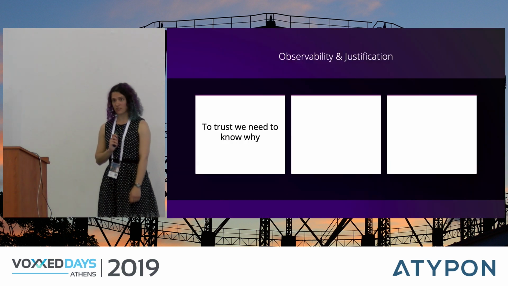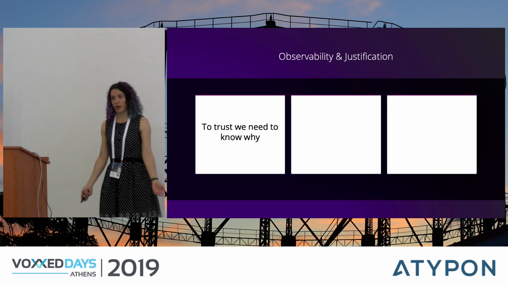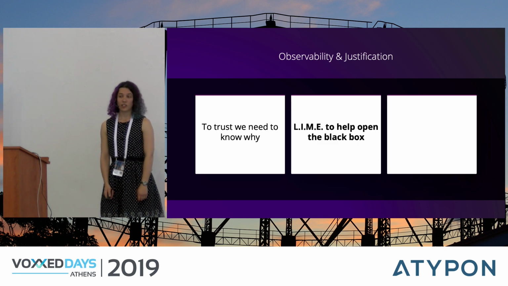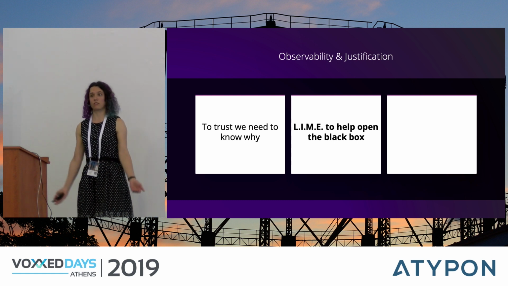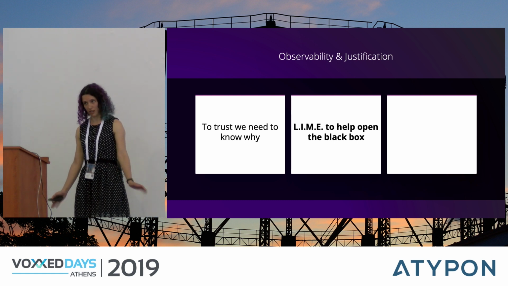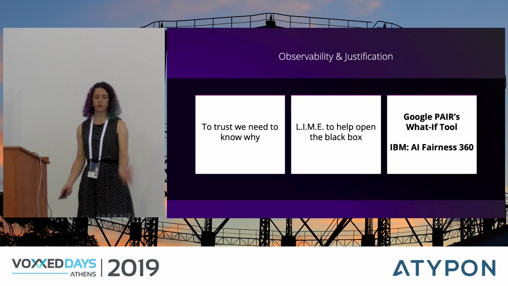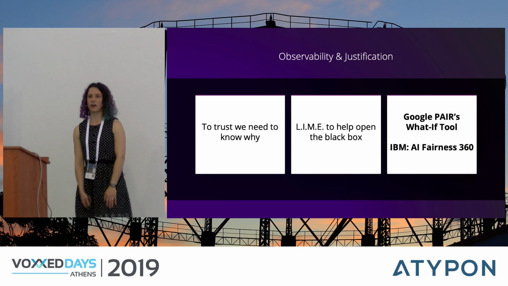So in order to trust what we've built, we need to understand why it works the way it works. Lime can help us with opening this black box, regardless of the algorithms and how we're implementing them. And also, both Google and IBM have some products for this as well.